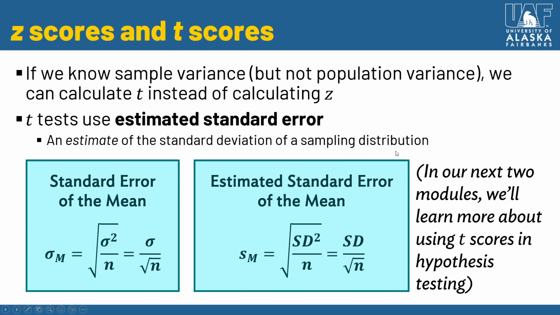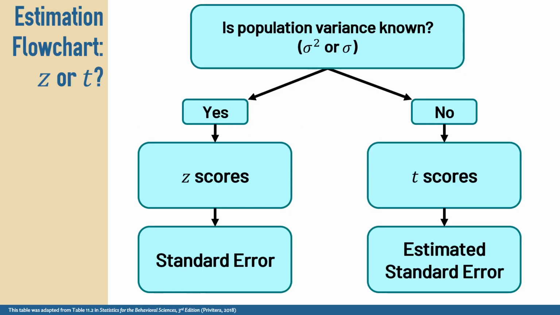In our next two modules, we'll learn more about using t-scores and hypothesis testing. You might have heard of t-scores or t-tests before, maybe you've even done them in other classes, but if not, or even if you have, don't sweat it for now. We'll come back to it. I'd like to start introducing us to these terms and hopefully make them a little less scary. In a t-test, we use estimated standard error because we don't know the population variance. That's really the only key distinction for this module. And so I made a simple flowchart for you to help with that.